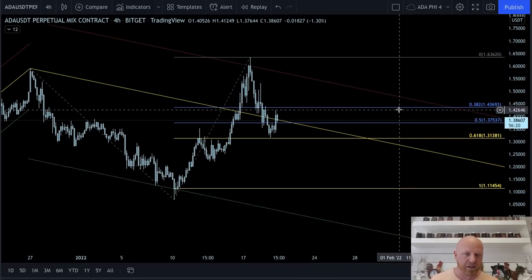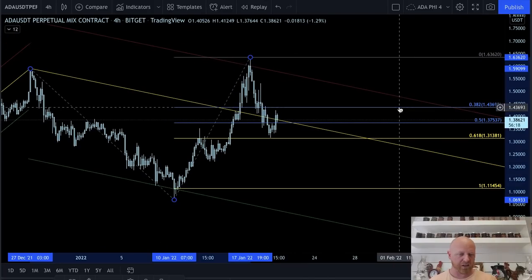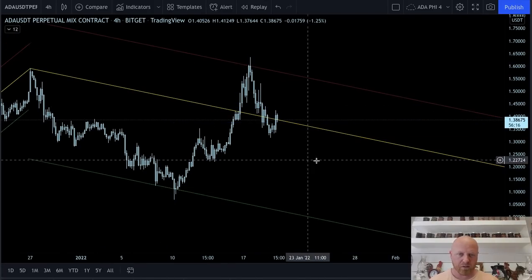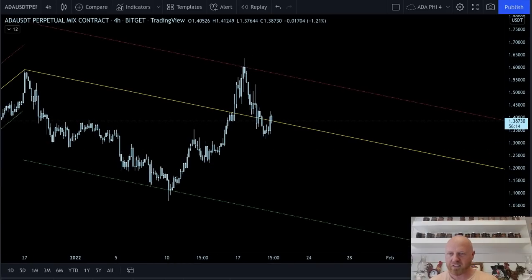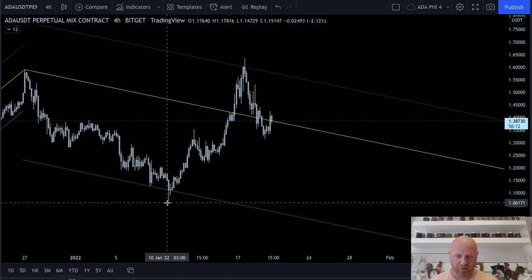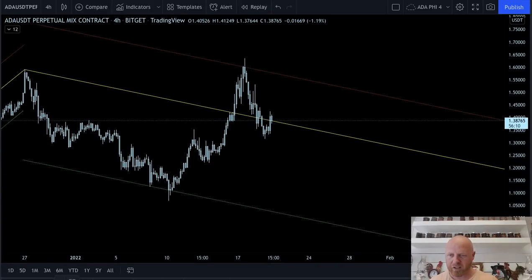Let's look and see if I have any Phi patterns here as well. Well, I guess we can go ahead and get some upward projections. That was the downward projection. So let's get some upward. Let's go to the impulse wave here. Let me turn this on.